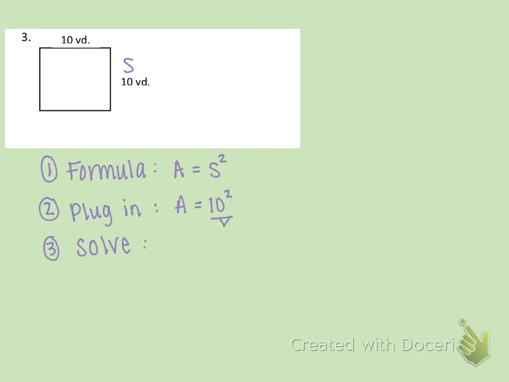So here, 10 squared, what does it mean to be 10 squared? What are we doing here? I hope at this point everybody said 10 times 10. We worked on exponents a lot in understanding this. 10 times 10 equals 100, and then step 4 is your answer. So again, writing A equals 100 yards squared, and then boxing your answer.